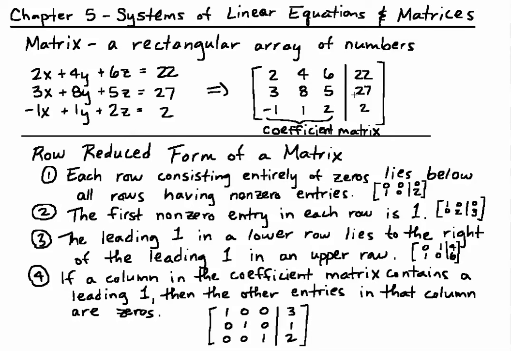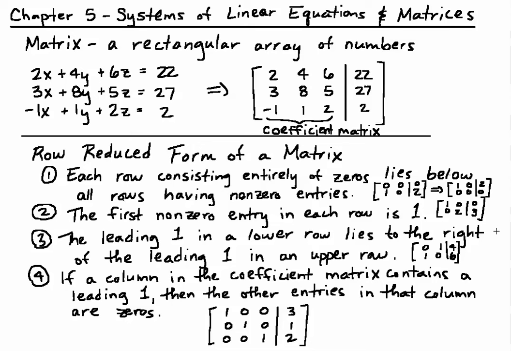Number one, each row consisting entirely of zeros must lie below all the rows having non-zero entries. And notice in here, this is an incorrect way to express this matrix. This is not in row-reduced form. To write this in row-reduced form, the row with all zeros must be at the bottom. That would be the correct way of writing that.